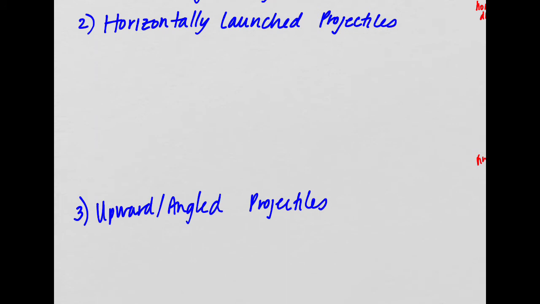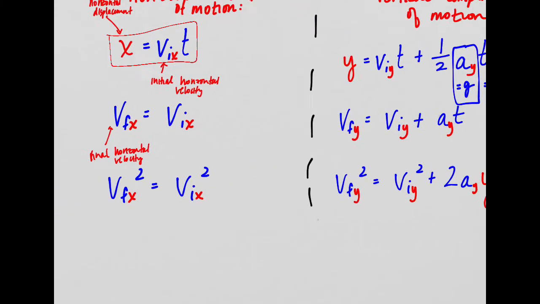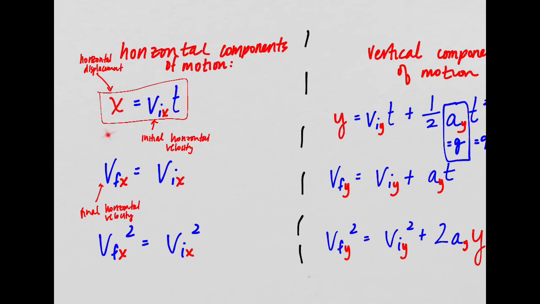So first, let's look at the equations that we need for horizontally launched projectiles. We already know that this is going to be the only one we use because we're not going to use any of these others. This is not even an equation. These are just statements, basically. So we have x.